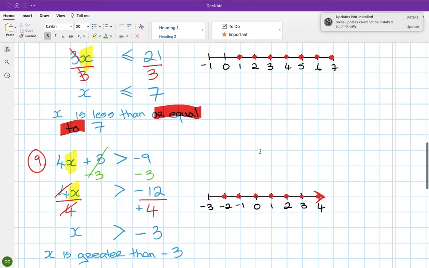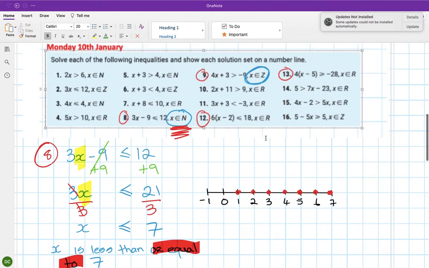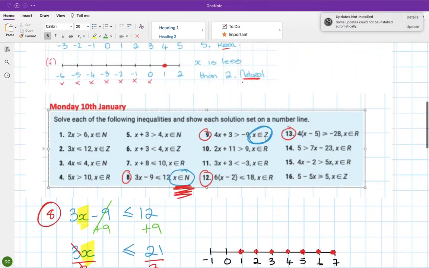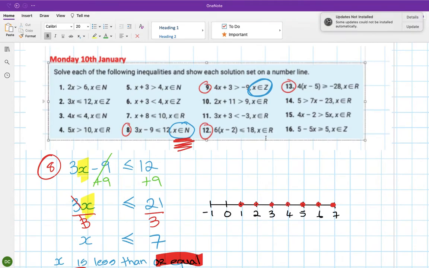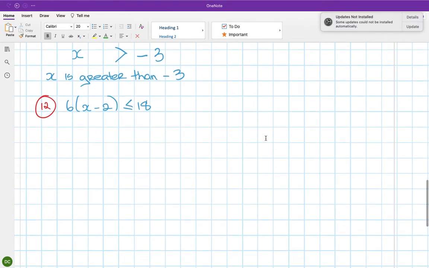18. Okay, so 6 bracket x minus 2. Have I got the sign the right way? I do, and 18. And then just to note that x in this question is real, so the real numbers are all the numbers, so that's going to be important. And we have brackets here, so we are going to have to take account of those brackets and distributively multiply the 6. So that will give us 6x minus 12.